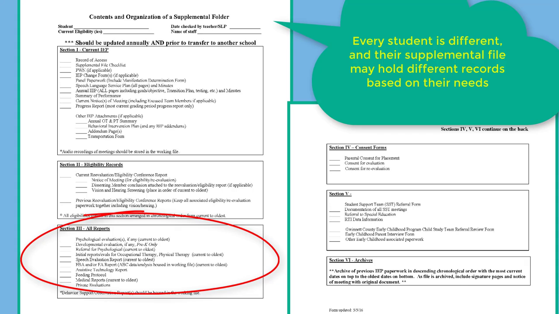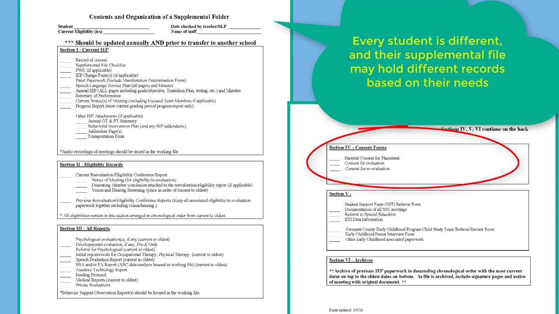Section 3 will include all reports related to evaluation of the child, including the speech evaluation report. Section 4 will include consent forms, parental consent for placement, consent for evaluation, and consent for reevaluation.